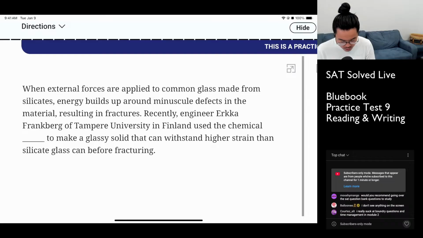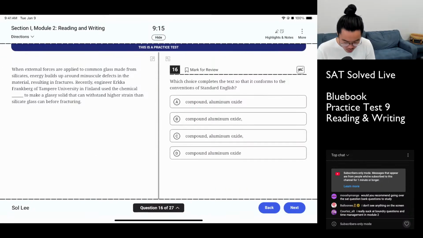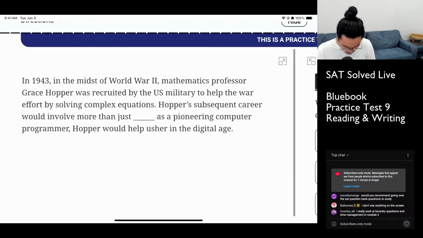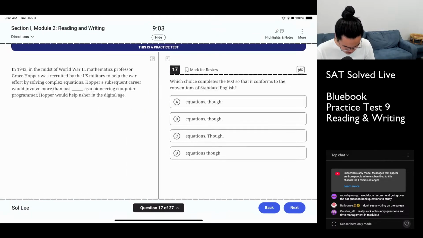Recently, researchers used the chemical compound aluminum oxide to make a glassy solid. Okay, that is correct. Hopper's subsequent career would involve more than just, hang on. She was recruited by the U.S. military. Okay, her career, more than just solving equations, however. She would help usher in the digital age, new independent clause.